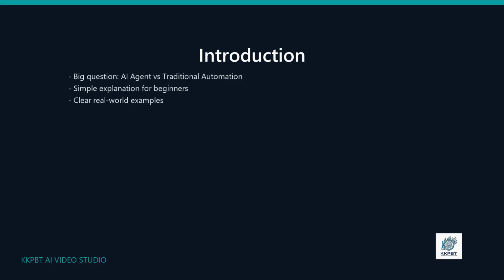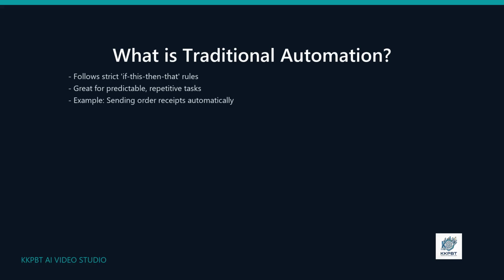Today we are answering a huge question in tech: what is the difference between traditional automation and an AI agent? It sounds complicated, but it is actually really simple once you see how they work. Think of traditional automation like a train on a track. It follows pre-written, step-by-step rules. If you set it to do a task, like sending an automatic receipt email every time someone buys a product online, it does that exact step perfectly every single time.